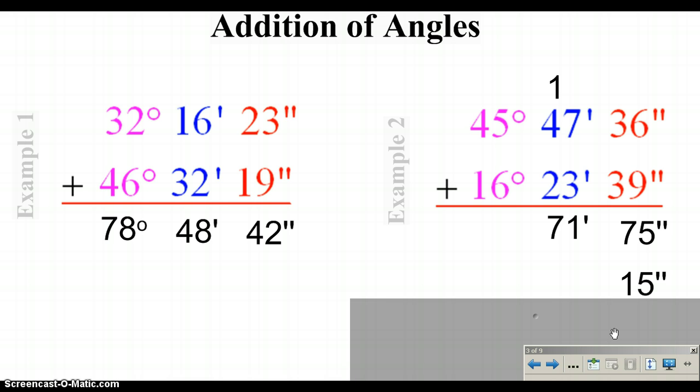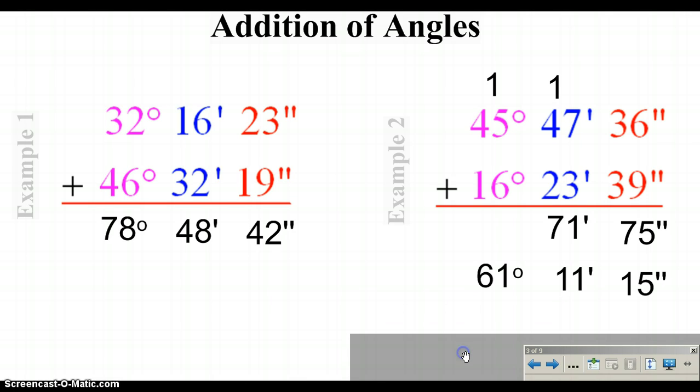Is 71 more than 60? Yes. How much more is it than 60? Hopefully you said 11. 11 goes here, but then we've got to give a whole degree up here. So now this column is in degrees, so it's 45 plus 1 is 46, plus 16 is 61. This column can go as high as 360 because those are the degrees we're adding. So this one would be 61 degrees, 11 minutes, 15 seconds. That's adding.